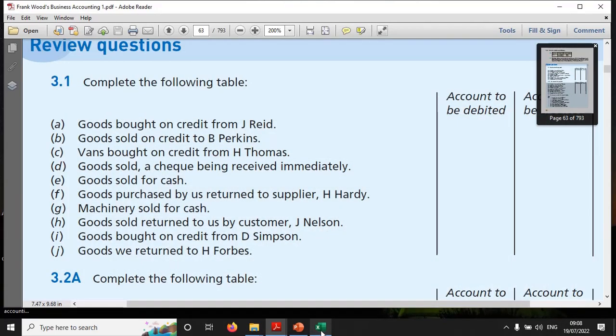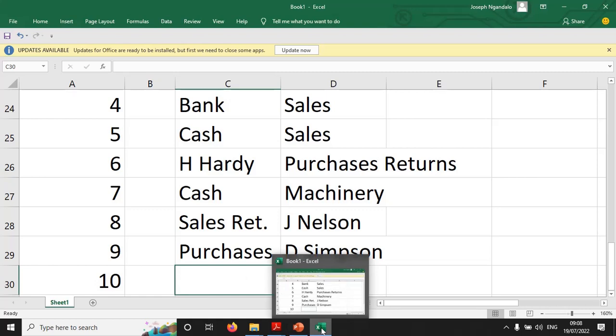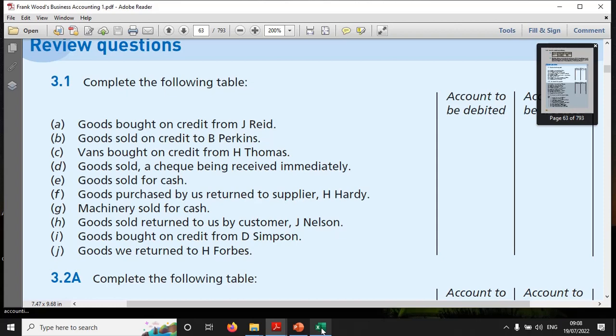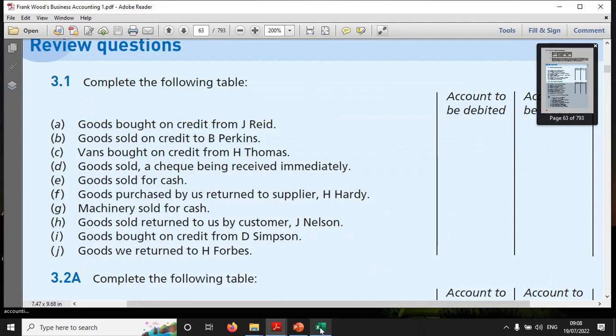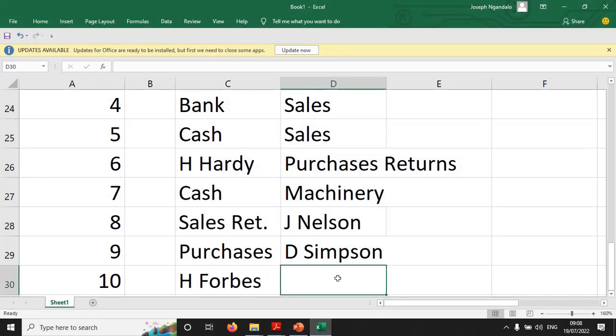Goods returned to H. Forbes. What do we call this? Purchases returns. Who is H. Forbes? He's a supplier. And what is he doing? He's receiving. So what do we do? They said F or H. Forbes. Yeah, H. Forbes. And then we have got what here? Same thing. Purchases what?